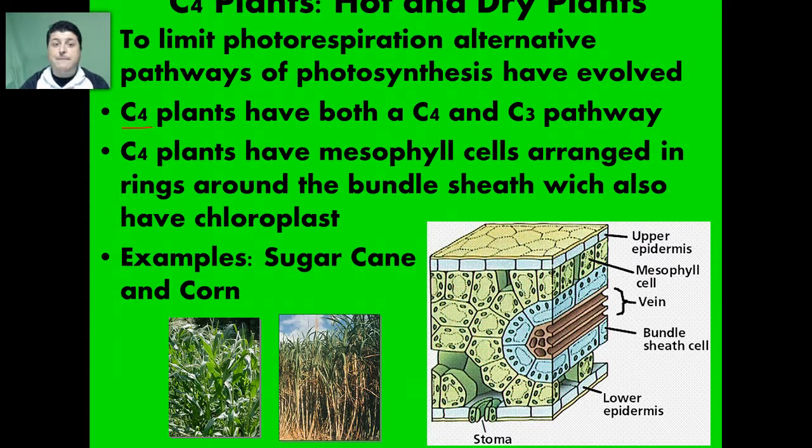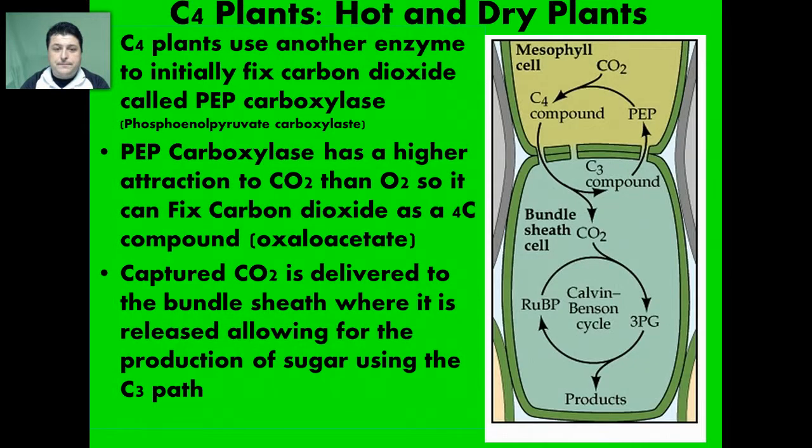One such example is C4 photosynthesis. C4 plants are able to have both a C4 and a C3 pathway. In order to accommodate this, their leaf anatomy is a little bit different than our traditional C3 plants. In the mesophyll, cells are arranged in rings around our bundle sheath that surrounds our vein. And the bundle sheath itself actually has chloroplasts that are able to do photosynthesis. So we're going to have photosynthesis happening partly in the mesophyll and partly in the bundle sheath. Some examples would be sugarcane and corn.